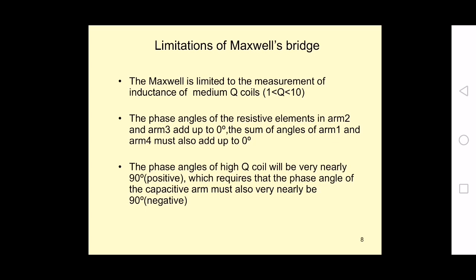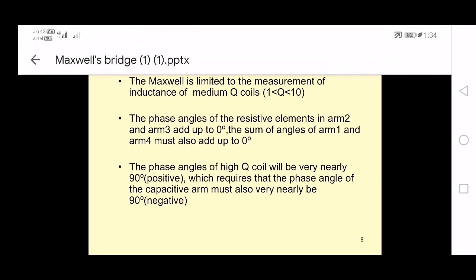Also you can find the quality factor by the simple equation omega Lx by Rx. Omega into Lx, which is R2 R3 into C1, and Rx is R2 R3 by R1. So your quality factor comes as omega C1 into R1.